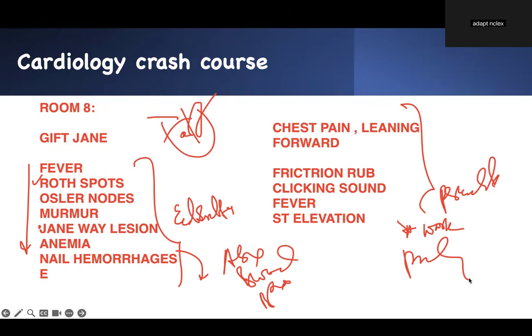Therefore, if you have pericarditis with the friction rub, don't worry about it. Pericarditis with clicking sound, don't worry about it. Pericarditis with ST elevation in all leads, don't worry about it. But if you have pericarditis with hypotension, that's cardiac tamponade. Pericarditis with what? JVD, that's what? Tamponade. Pericarditis with what? Muffled heart sounds, that's what? Cardiac tamponade. So you connect all the signs and symptoms with pericarditis.